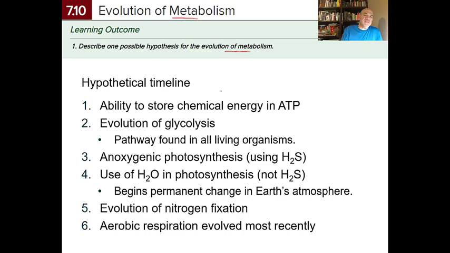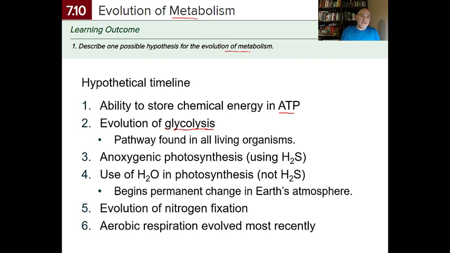one possibility is that we had to have some sort of an energy storage molecule. We use ATP today, so it might have been ATP then. And then one of the most ancient metabolic pathways is glycolysis. One of the clues for it being among the oldest pathways is that all living organisms are capable of doing glycolysis, from eukaryotes to prokaryotes. So it is a pathway found in all living organisms, and that means it's been conserved this whole time. It's that important.